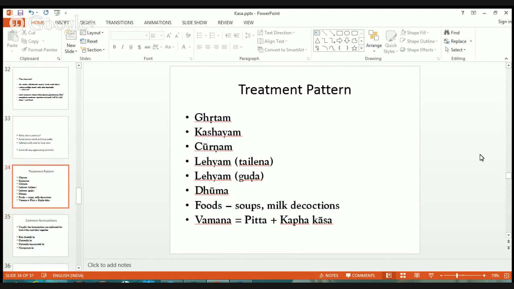Next, let us come to the medicines. These are the different formulations that can be used in terms of Kasa. Ghruta, as you know, is the ghee. There are different types of ghees. We will come to that. Kashayam is herbal decoction. Churnam is the herbal powder. Lehyam is the jam-like preparation. It can be made using either ghee or oil, and with sugar or with jaggery. Depending on that, of course, jaggery is better in case of Vata Kapha pathology. Dhuma is herbal smoke. And then there are different specific foods which are recommended, soups, milk decoctions, and so on. Vamana is also recommended, but especially in Pitta associated Pitta Kapha type of Kasa, which we will look into.